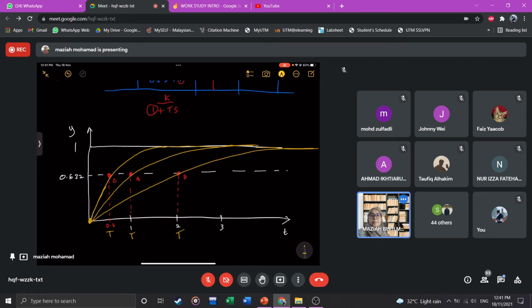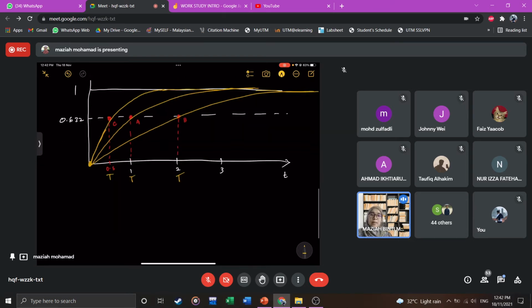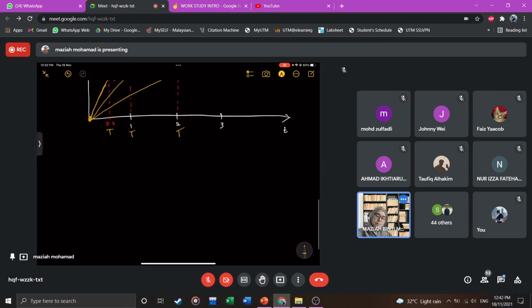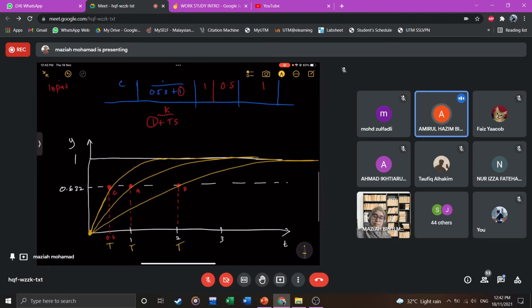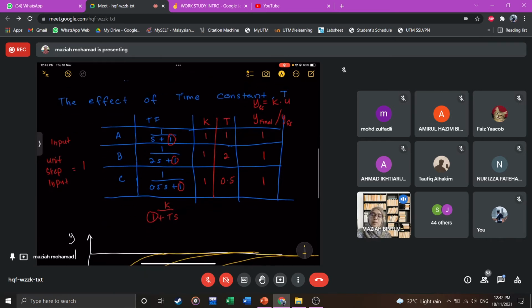Okay, boleh faham? Yang Y final over Y steady state tu tak berapa nak faham. We sometimes call it Y final because it's the final value. Sometimes we also call it Y steady state, which is the output at the steady state. Dia bukan Y final bagi Y steady state.